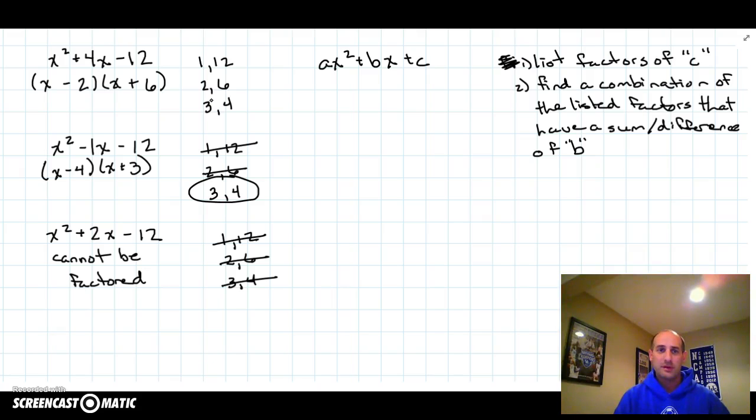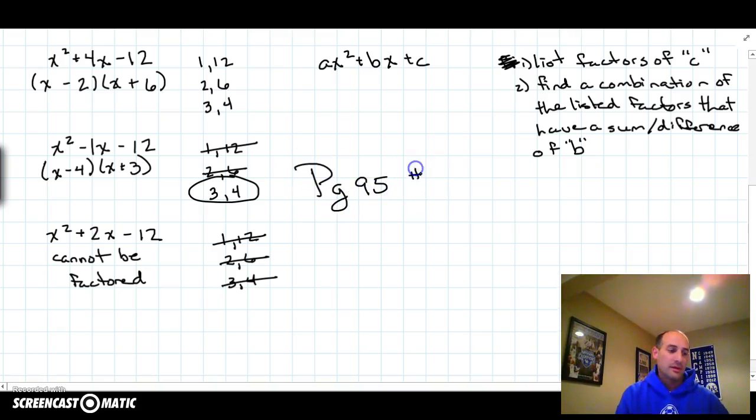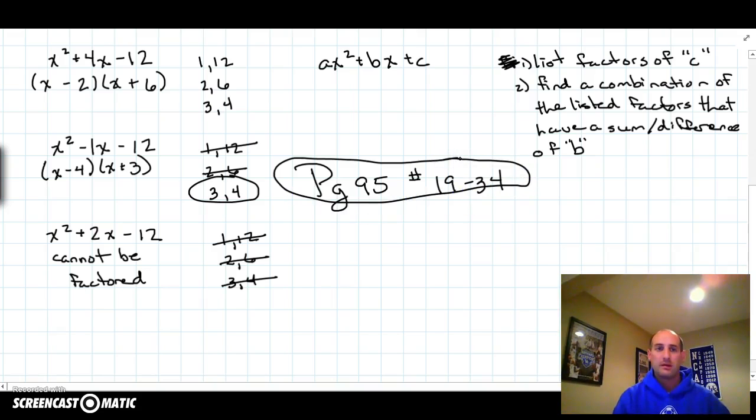Hopefully this helped you guys understand things a little bit better, and you can understand what's going on with your homework assignment. The homework assignment that you guys are going to have for tonight is on page 95 in your MCCR book, and you're going to be looking at the kind of questions that we had right there, 19 through 34. Like I said, hopefully those work out and we can get that all straightened out as the days move forward.